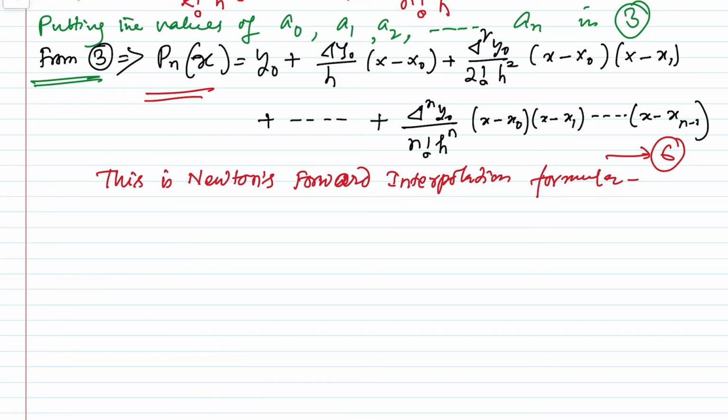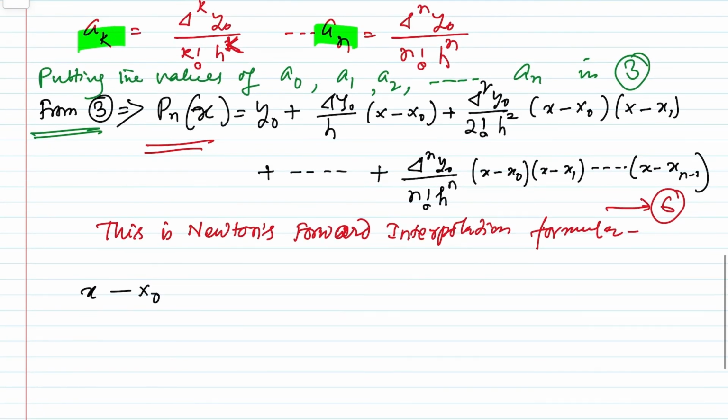So in order to simplify this, one more thing: in equation number 3 we used xi here, but I have replaced the xi by only x here. Remember that thing also. So let us assume that x minus x naught by h is equal to, suppose, u. Then it implies x is equal to x naught plus u into h.